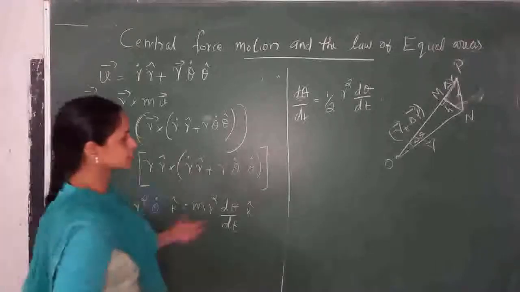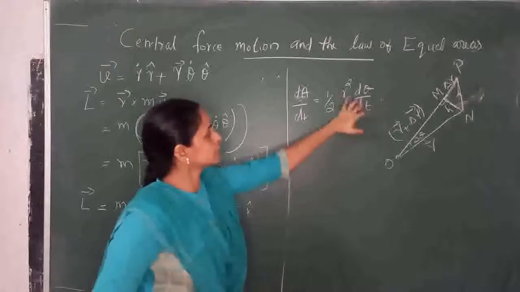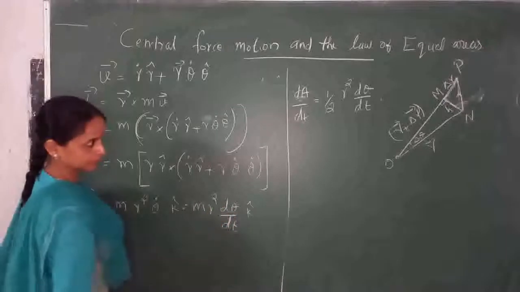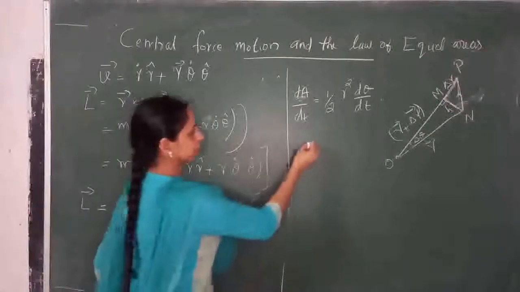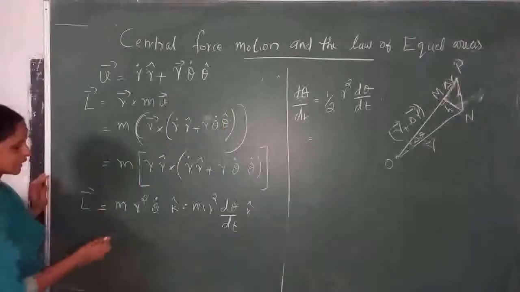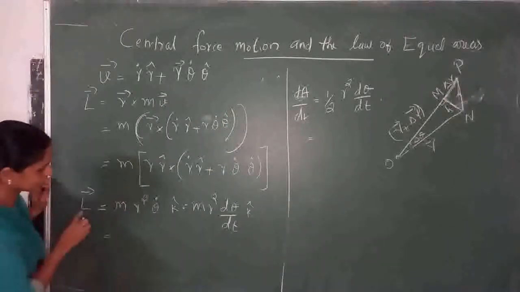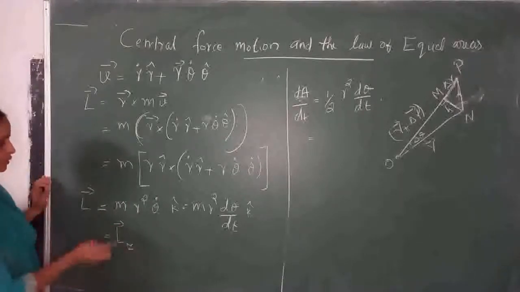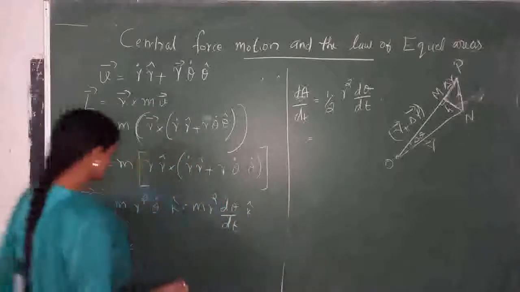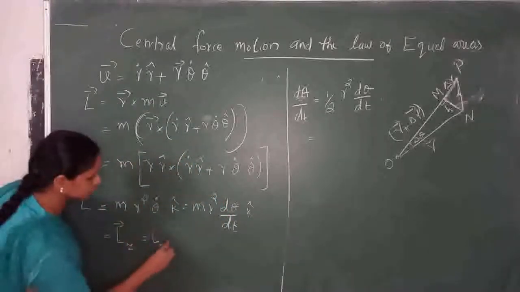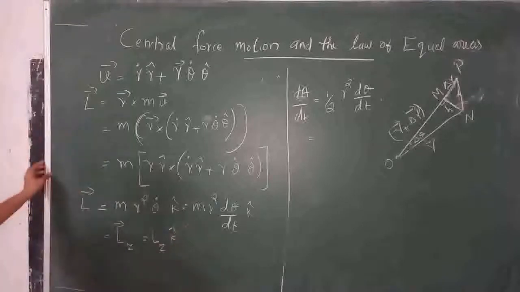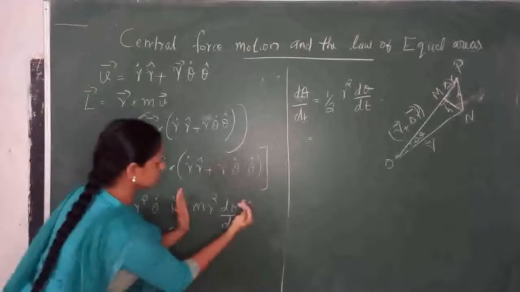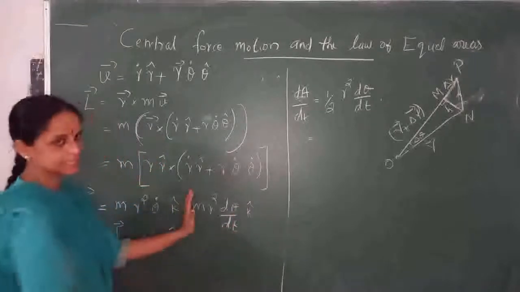Here we have half r square d theta by dt, and here we have r square into d theta by dt. So dA by dt is related to Lz. L is actually in the z direction, so it is given by Lz into k cap. Lz is given by this term, and k cap is the vector part. So m r square d theta by dt is Lz.